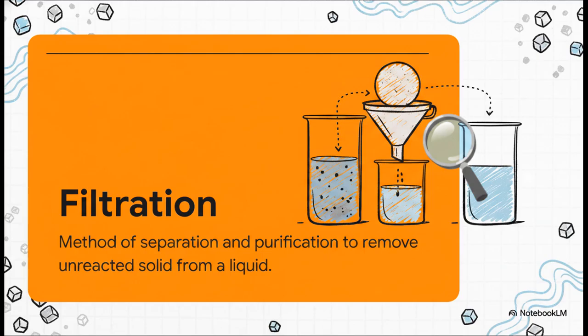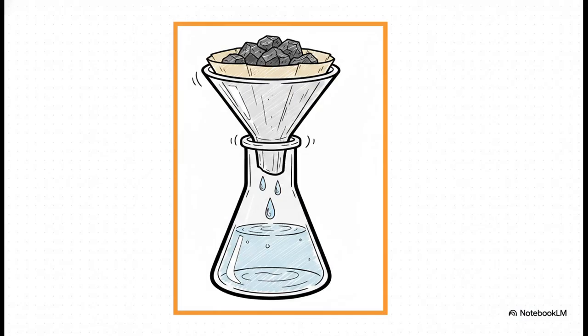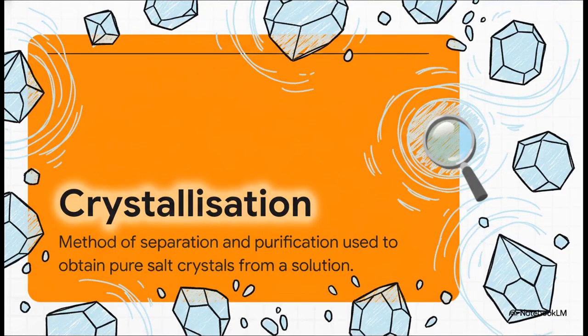Next up, we physically separate this new mixture using a quick and easy process called filtration. The leftover solid gets trapped at the top as residue, while our dissolved salt flows right through as the filtrate. To finally get our pure salt, we evaporate the solvent. This leaves behind some truly beautiful geometric crystal structures.